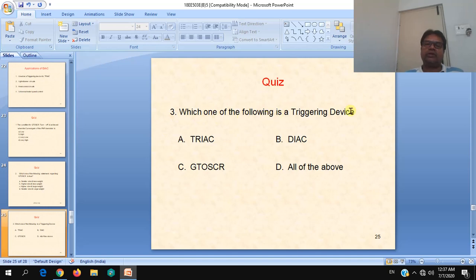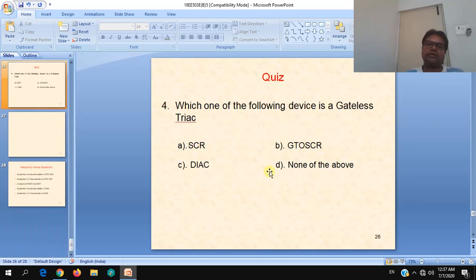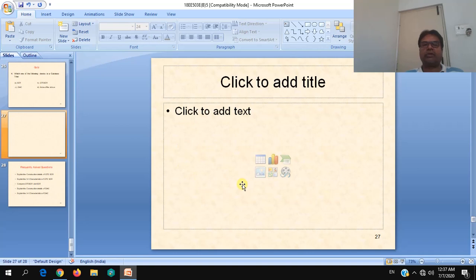Which one of the following is a triggering device? Triac, diac, GTO SCR, or all of the above? Triac and GTO SCRs are the devices to be triggered, whereas diac is used as a triggering device, particularly for triac. So diac is the answer. Which one of the following devices is a gateless triac? As we have discussed, diac is similar to triac without any gate. So diac is the answer again.